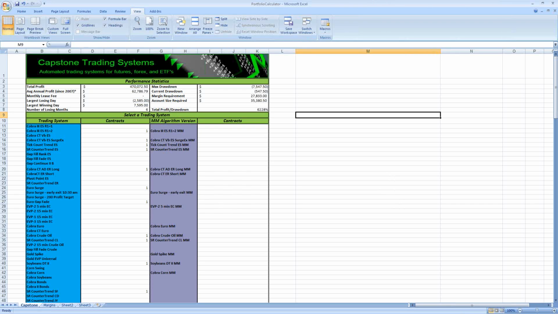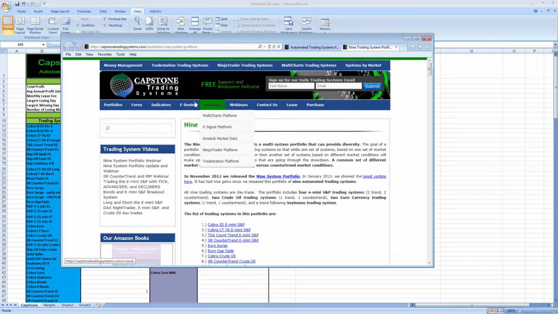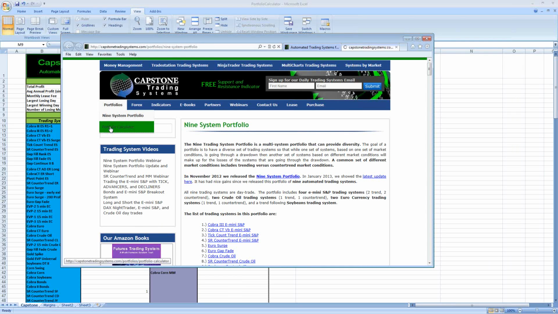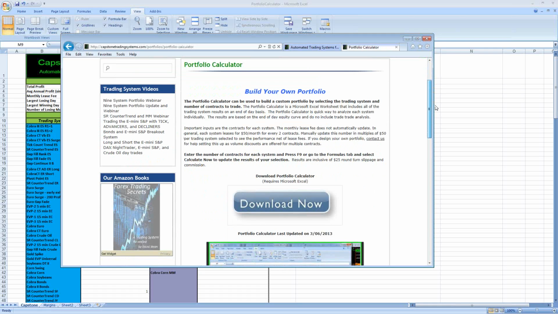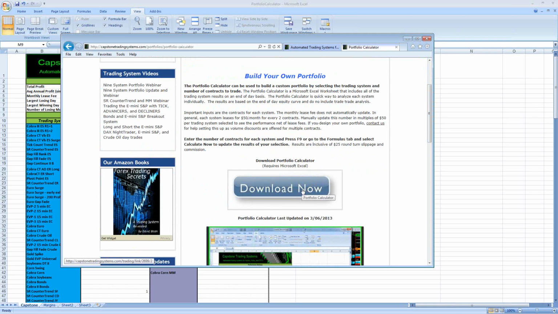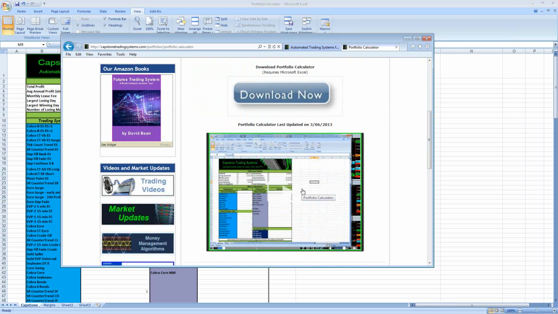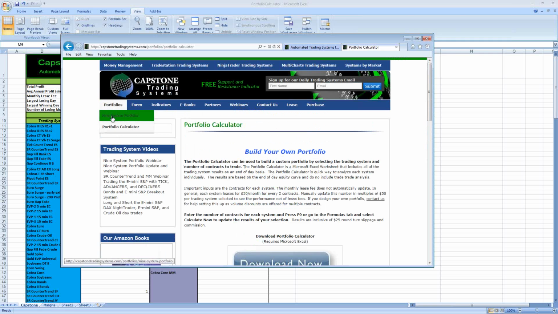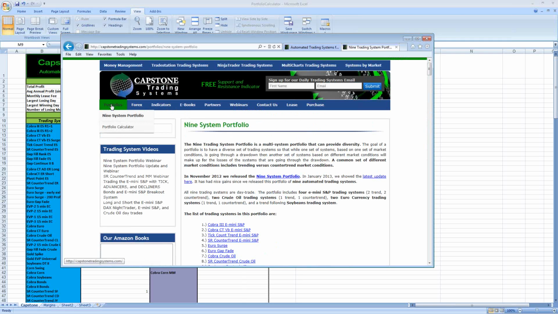I want to show you my website. I've added it to this. I've got the portfolio calculator right here, so you can download what I'm looking at. The Excel spreadsheet that I'm looking at right now, you can download it there. But before you go there and download it, don't go there yet. Go to this page right here too. I want you to notice that these two links are the two links you need to keep track of. They're on my site under portfolios, the 9-system portfolio and the portfolio calculator.